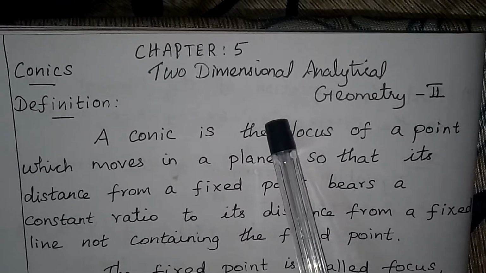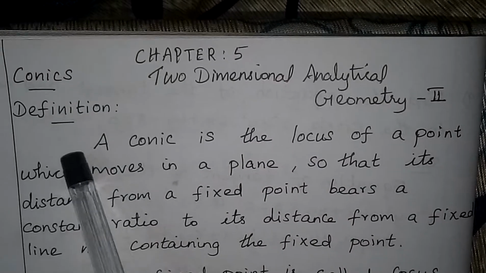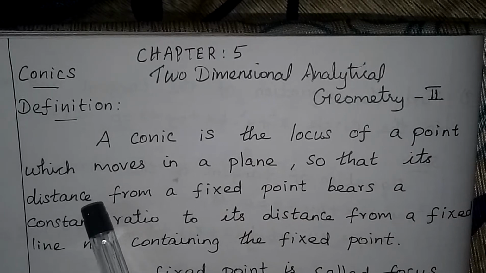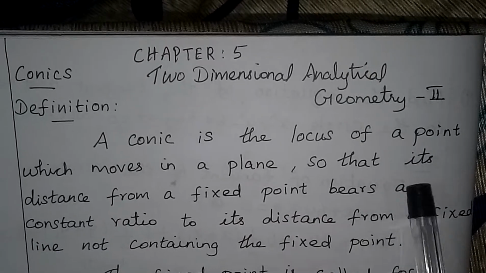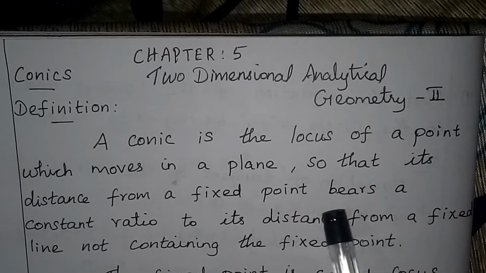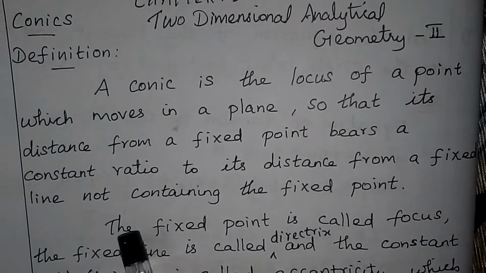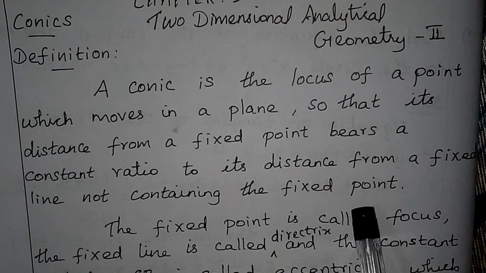So first we can see what is a conic. This is the definition: a conic is the locus of a point which moves in a plane so that its distance from a fixed point bears a constant ratio to its distance from a fixed line not containing the fixed point.